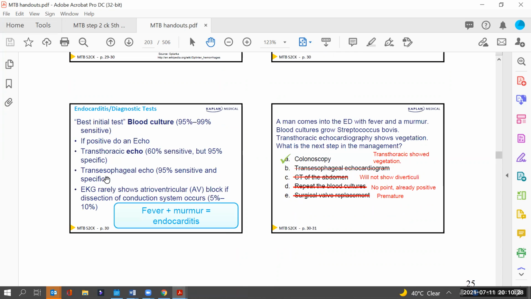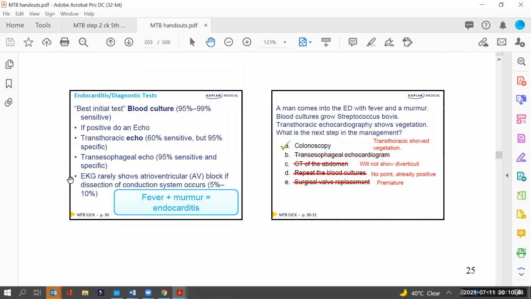And echocardiography, we have transthoracic echo, we have transesophageal echo. But remember, in this case, transesophageal echo has high sensitivity and specificity because this is more likely. But transesophageal echo, we usually prefer in obese patients. We usually go for transthoracic echo. ECG rarely shows AV block if dissection of conduction system occurs. If there is any, then we can go for ECG. Otherwise, ECG is not going to give you any proper clue.